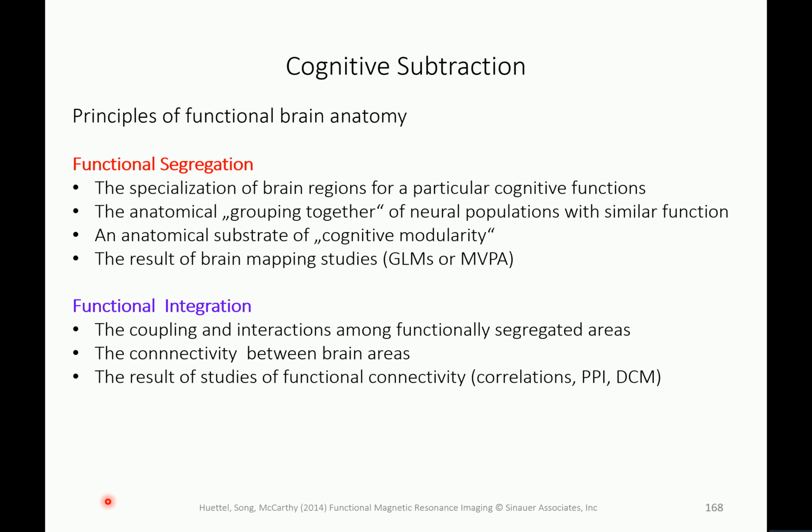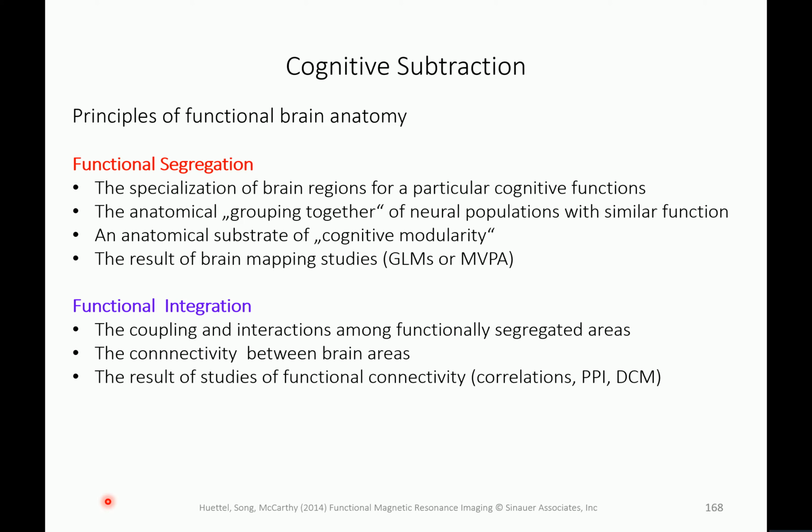One can call this the connectivity between brain areas, and functional integration is also the basic result that you get from, for example, resting state studies where you do correlations, because then you look at the stochastic dependencies between two time series from two different origins. Or things like PPI, which we will discuss in January, or DCM, which we will discuss in the summer.